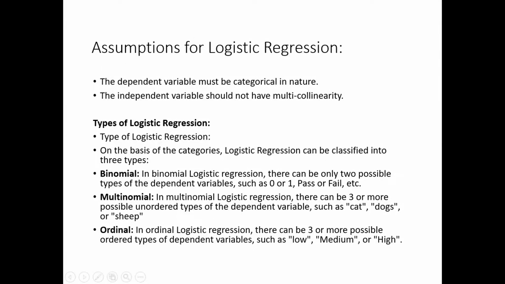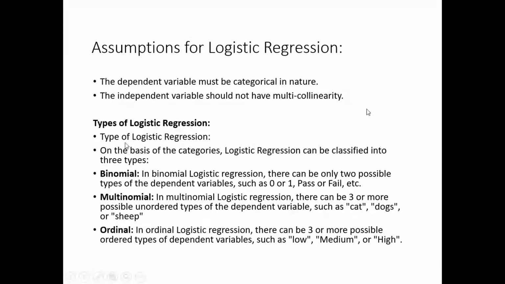So the dependent variable must be categorical in nature. The answer that you are trying to find out must be of a categorical nature. Independent variable: x is your independent variable. It should not have multicollinearity, or you can say it must not give multiple characteristics, so that we will not have difficulty in making decisions.